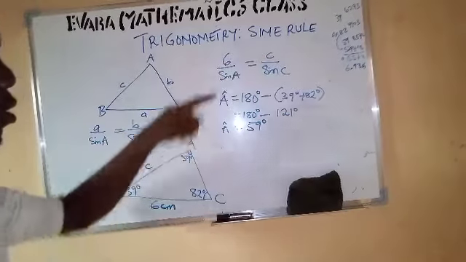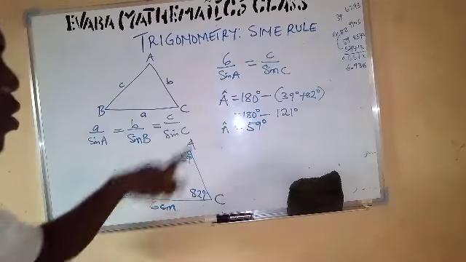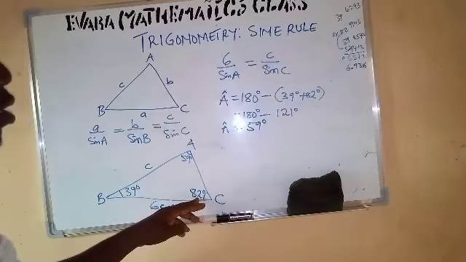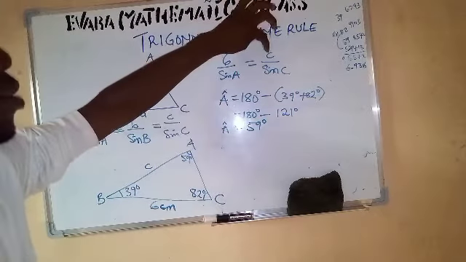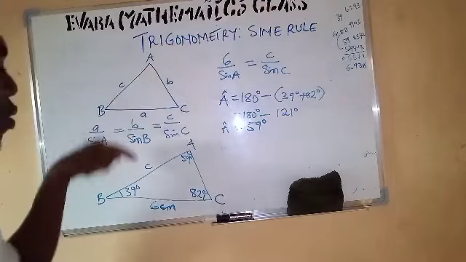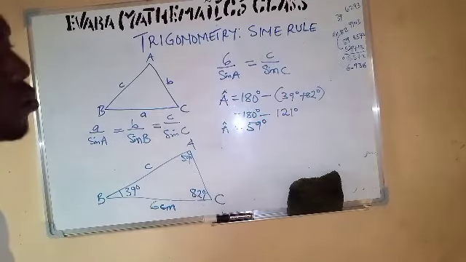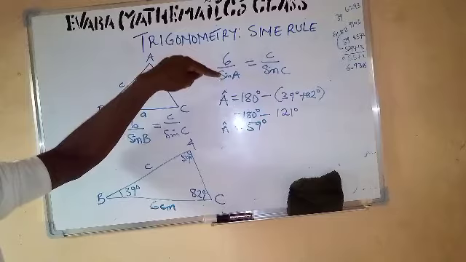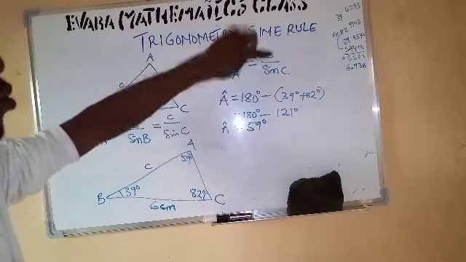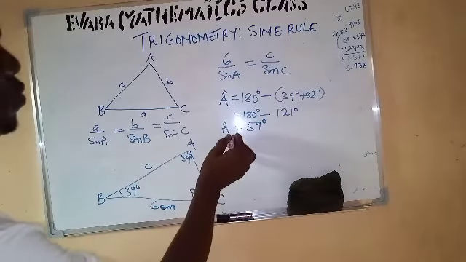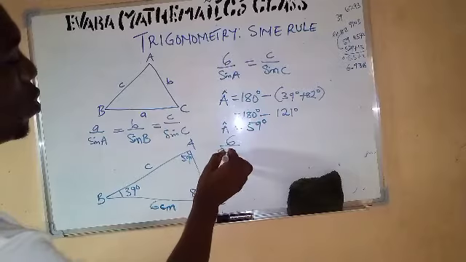So with this now, you can see from this diagram, we already know the angle A, we know the side, we know this 6 centimeter, we know the angle C. The only thing we don't have now is this letter C, which is what the question asks us to find. That means we are now free to use the sine rule. 6 over sine A equals C over sine C.